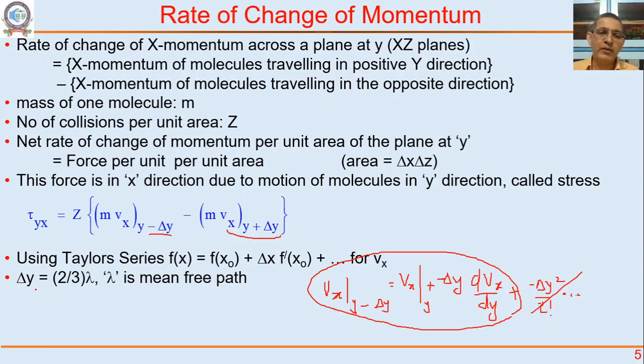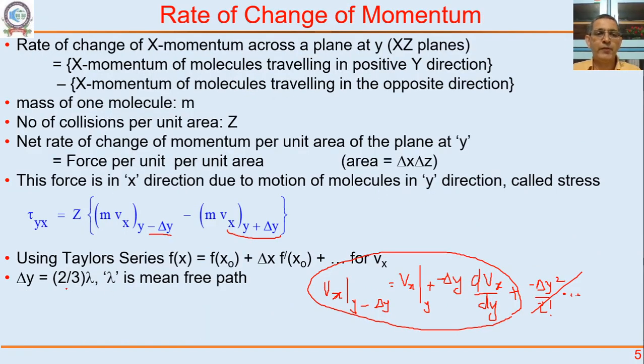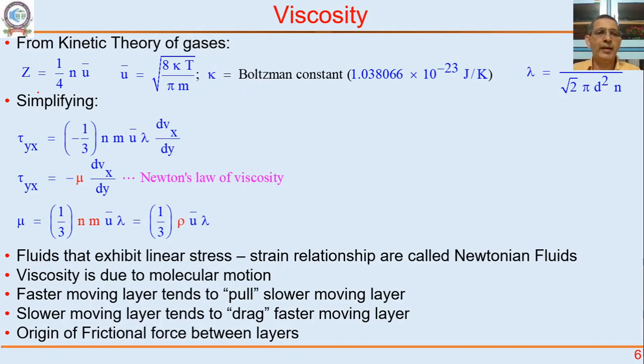And remember, when we talked about the kinetic theory of gases, the collisions, the distance in the y direction was 2/3 of the mean free path. Lambda was the mean free path. Now we can substitute all that, and from kinetic theory, z is 1/4 n u. U is the RMS velocity, and RMS velocity is coming from this kinetic theory of gases. K is our Boltzmann constant. Take care of the units. J by K, it is joules per Kelvin.